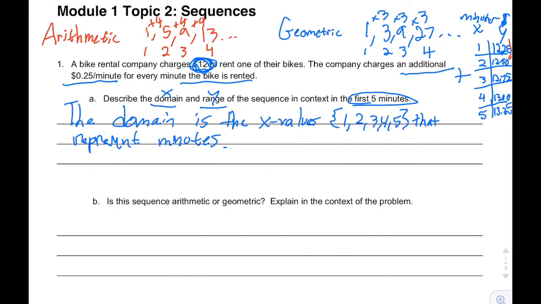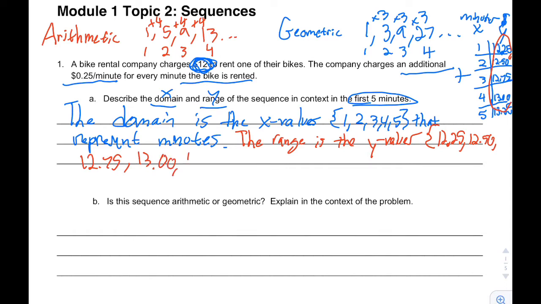All right, let's do the y values now. So these are your range values. So the range is the y values. And we can talk about what they are. 1225, 1250, 1275, and so on. We only care about the first 5 weeks, so we can actually stop after 1325. All right, and again, what do these represent? The range is the y values from 1225 to 1325.